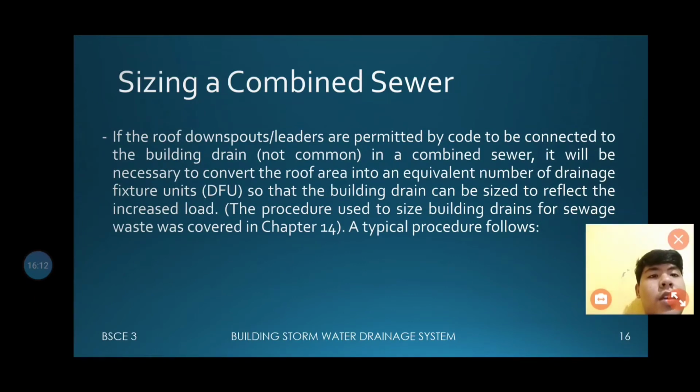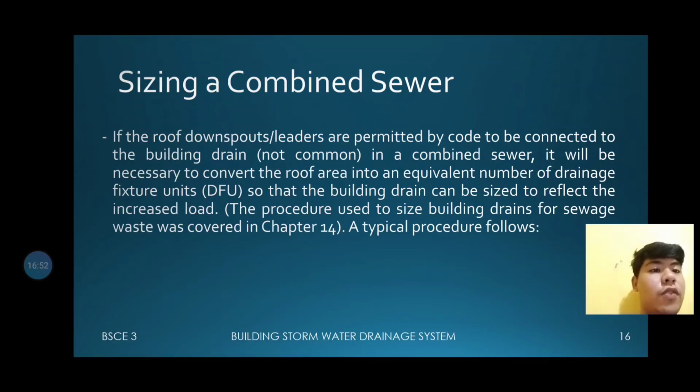Next, sizing a combined sewer. If the roof, downspout, or leaders are permitted by code to be connected to the building drain, which is not common, in a combined sewer it will be necessary to convert the roof area into an equivalent number of drainage fixture units, or DFU, so that the building drain can be sized to reflect the increased load. The procedure used to size building drains for sewage waste was covered in Chapter 14.